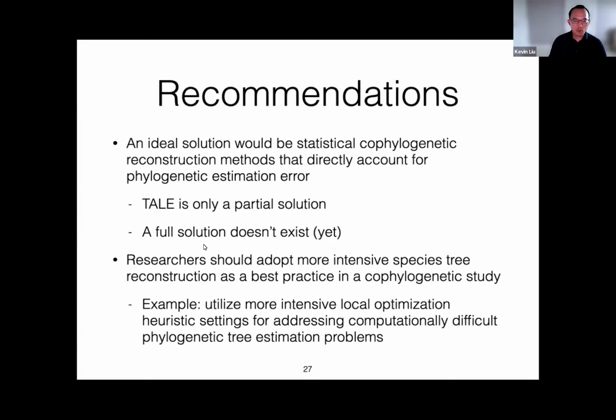In the interim, a workaround is, generally speaking, people should try to adopt more intensive, more accurate species tree reconstruction as a best practice for that upstream tree reconstruction stage, such that you have less error to worry about when you're trying to do the downstream analysis.